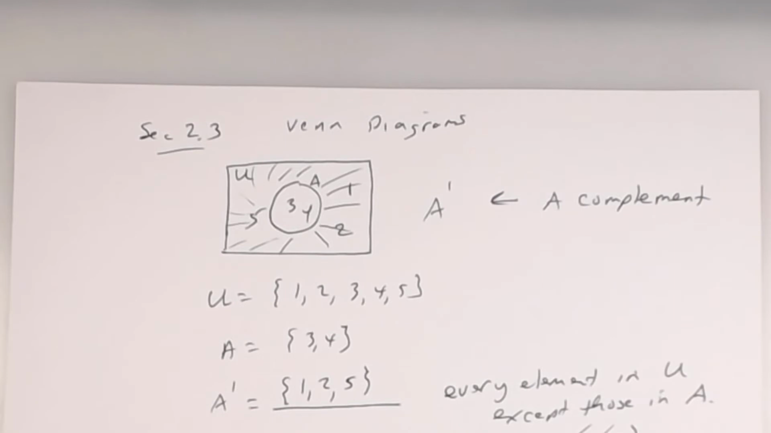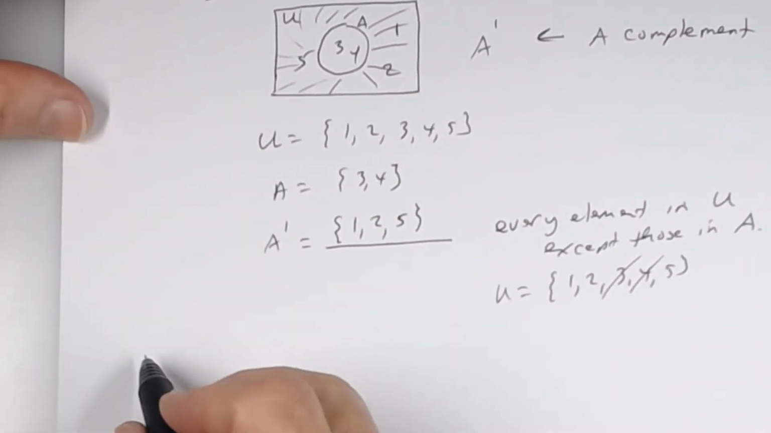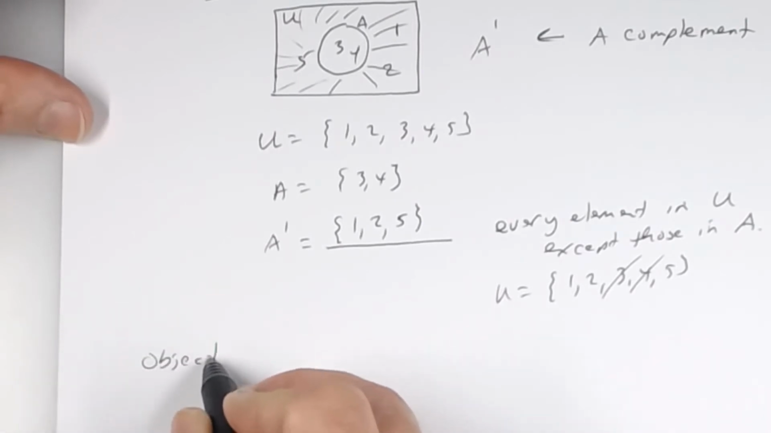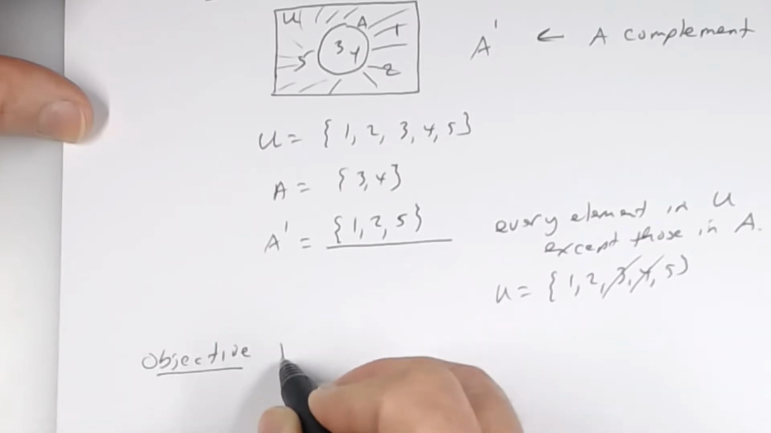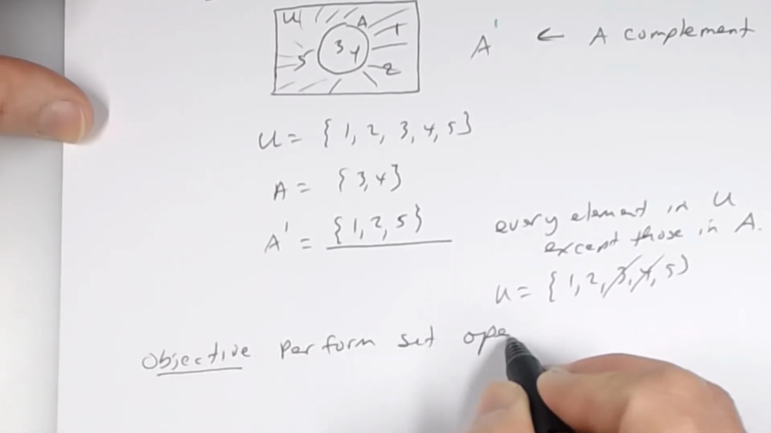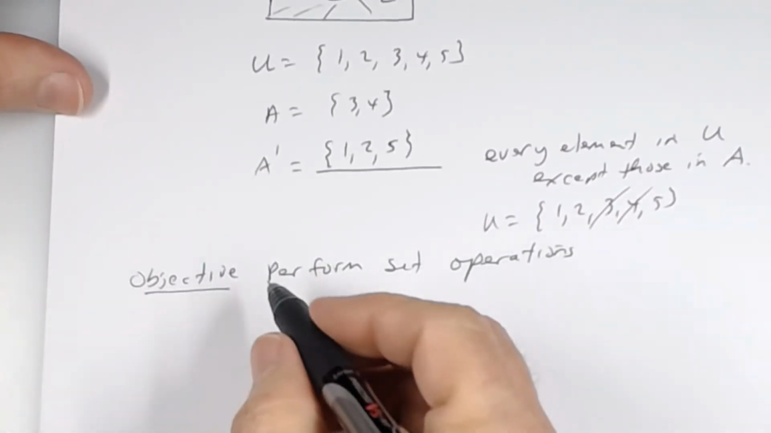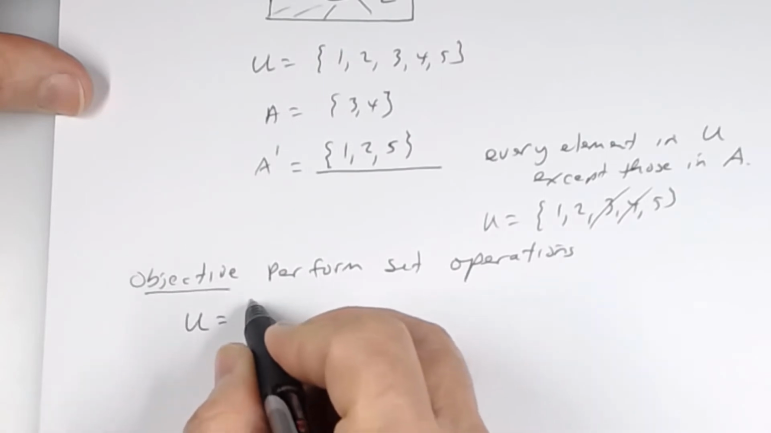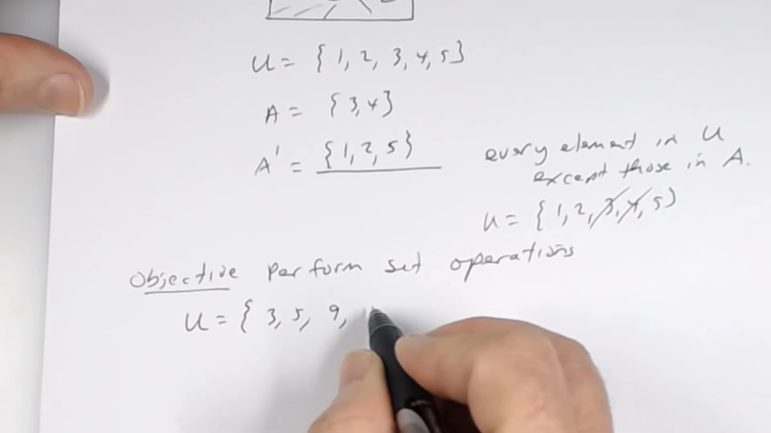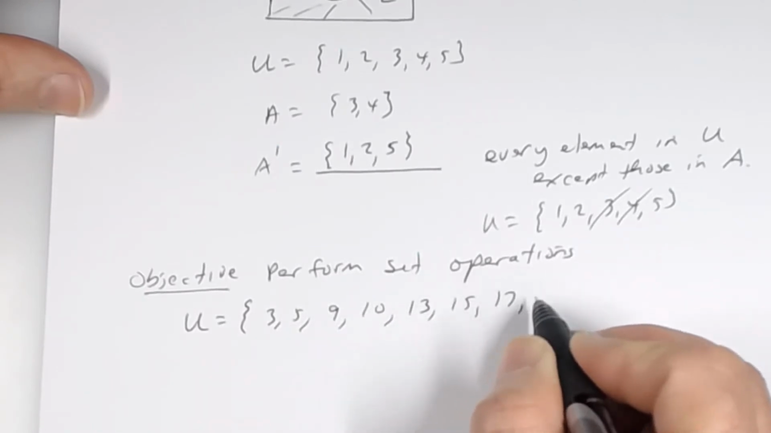All right. Now write this example down. We're going to look at this example. What we're going to do is perform set operations. That's what we're going to focus on right now. So let this be my universal set: 3, 5, 9, 10, 13, 15, 17, and 18.